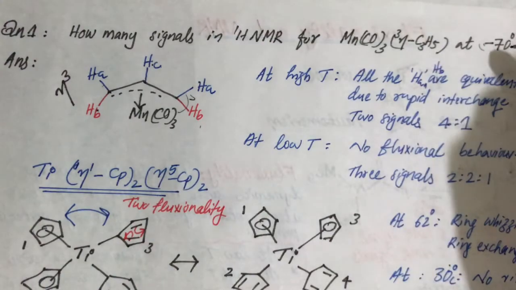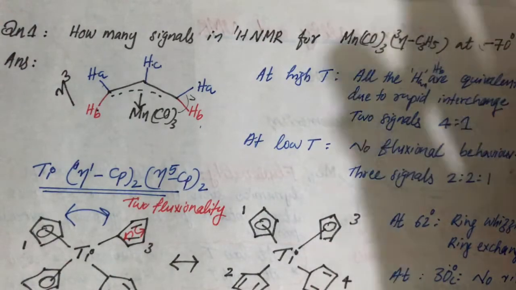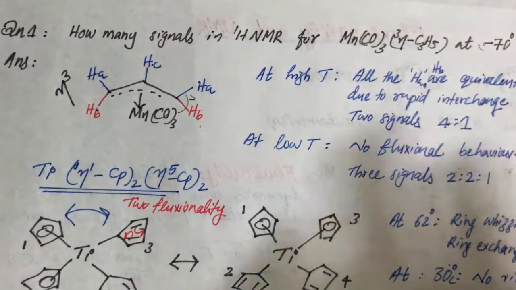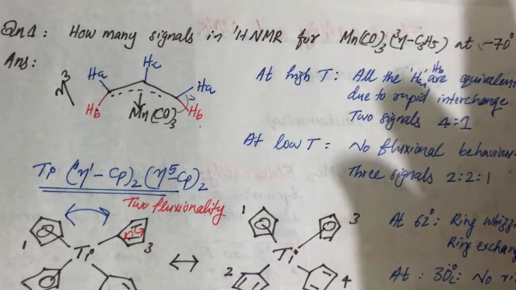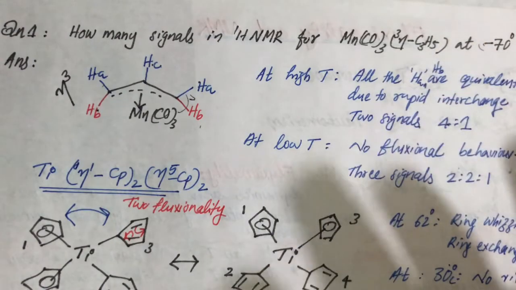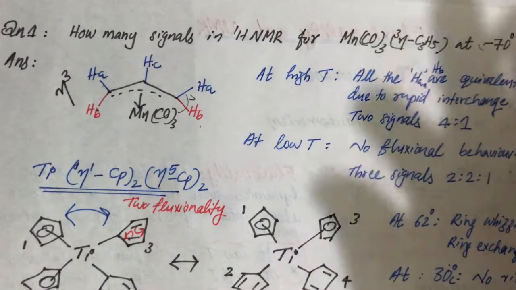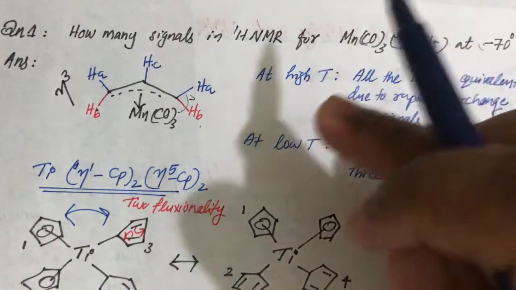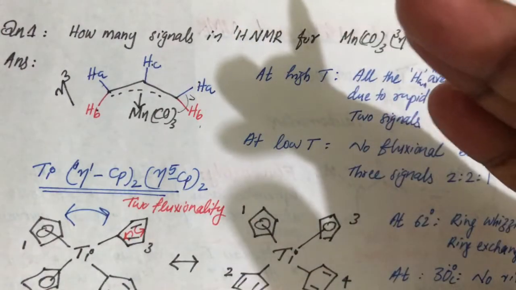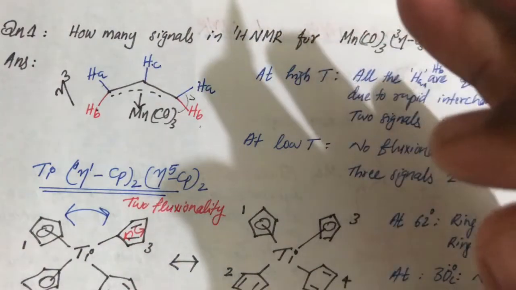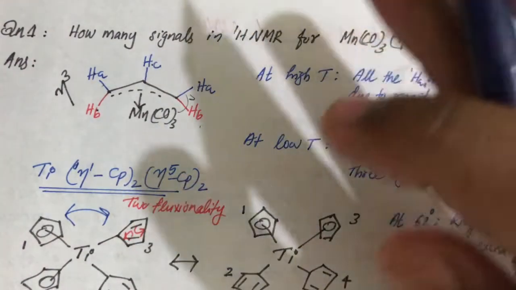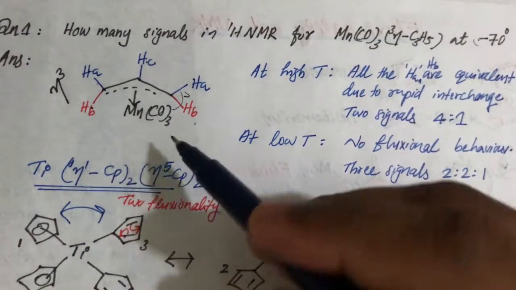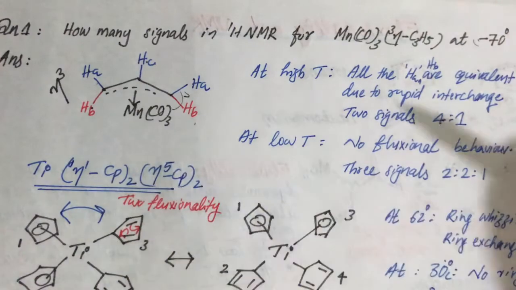So the question is at minus 70 degrees Celsius, which is clearly the low temperature limit. In general, we know that at the high temperature limit you can have fluxional behavior, while at the low temperature limit you cannot have fluxional behavior. So here you were asked for the low temperature limit, that is, the NMR where there is no fluxional behavior. So first we can simply check at high temperature.